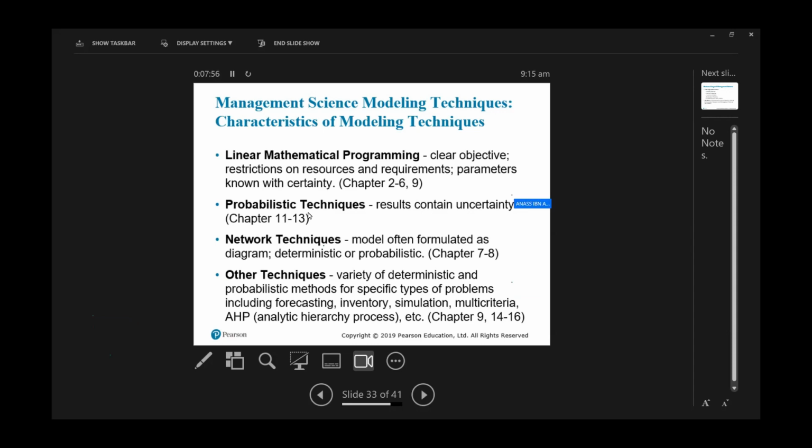So these linear mathematical programming models are usually deterministic models. So when we say something is deterministic, it means that there is certainty about the solution. And there is no probability attached to the conclusions that we make. Okay? So last week, when we established the break-even point, there was what? Certainty about the break-even point.